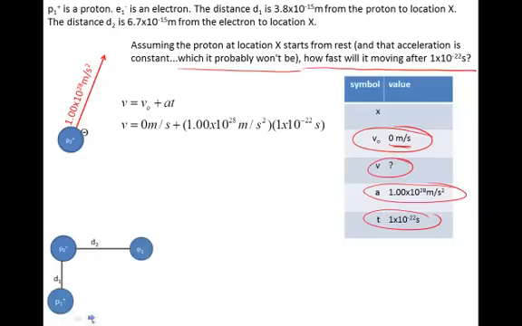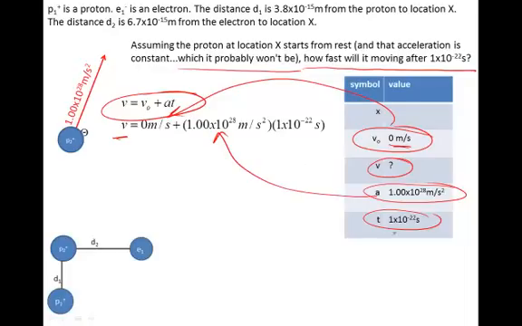The only kinematic equation that would work is that equation there, v equals v initial plus at. And so we're looking for the final velocity. So we plug in our values of 0 meters per second for v initial, for acceleration, 1.00 times 10 to the 28th meters per second squared, and 1 times 10 to the minus 22nd seconds. And we get an answer that looks like it's 1 million meters per second.